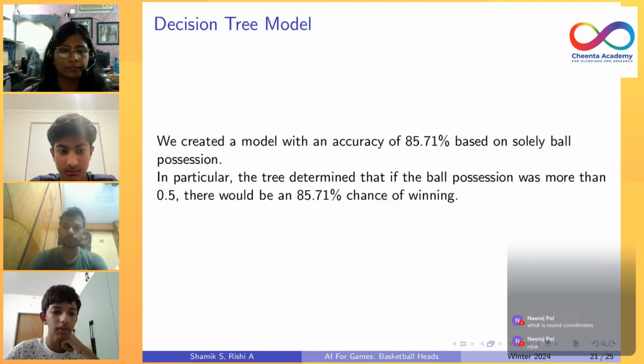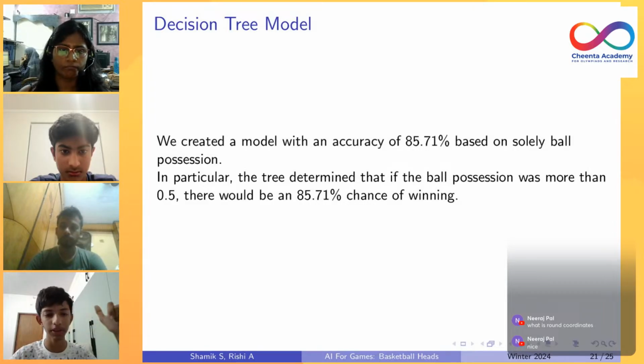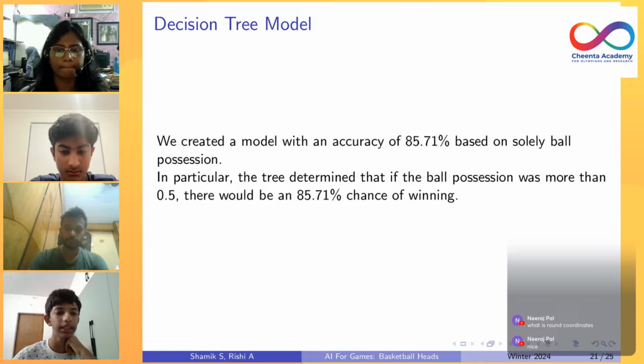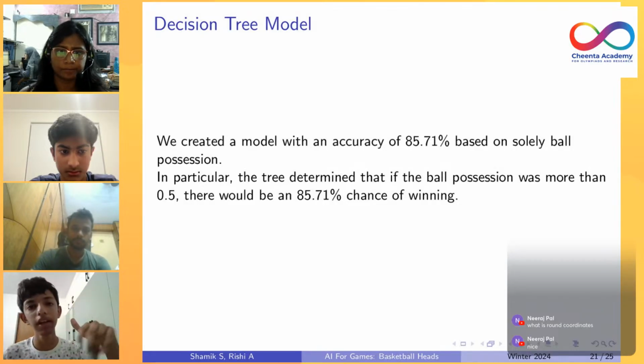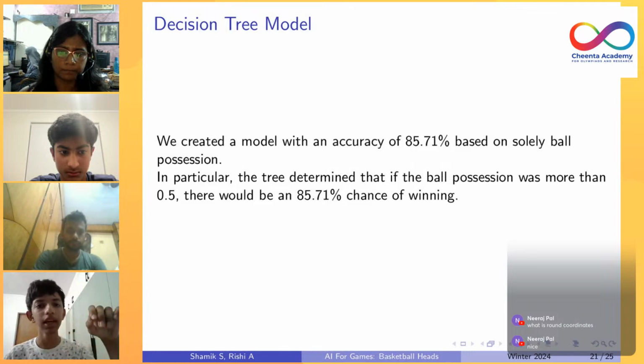We created a model with an accuracy of 85.71% based on ball possession, which basically means that if ball possession is more than 0.5, there's an 85.71% chance of winning. We found this out using a decision tree, which is basically an algorithm. A decision tree model is an algorithm which, given a CSV file, finds the most optimal way by minimizing something called the Gini coefficient, basically finding the most optimal way to classify data and predict the data.